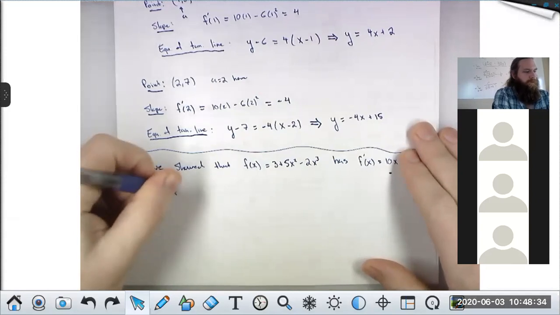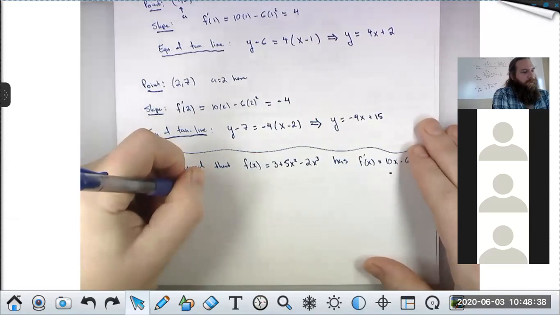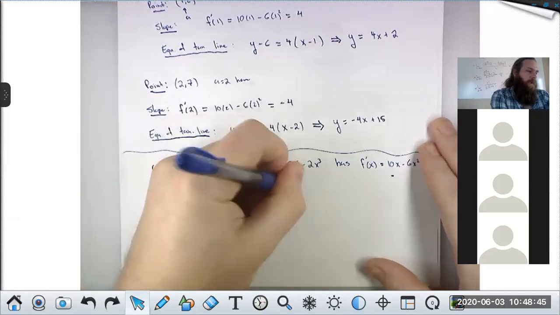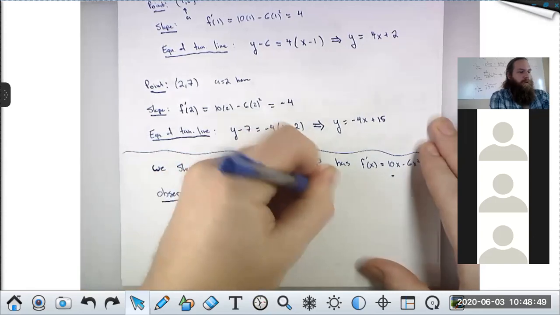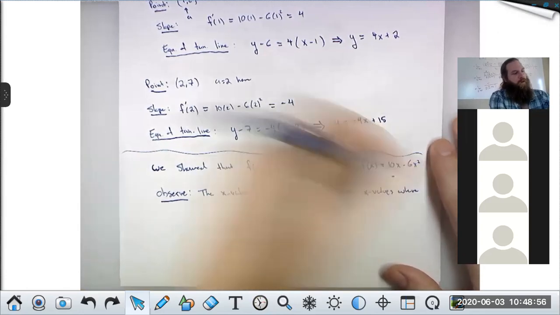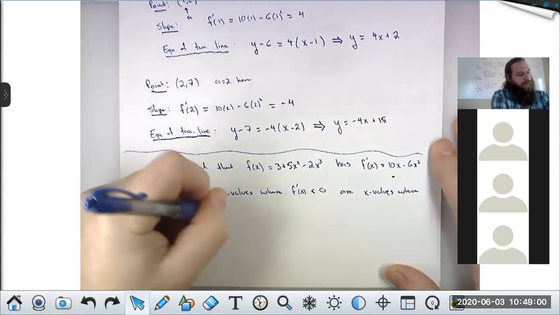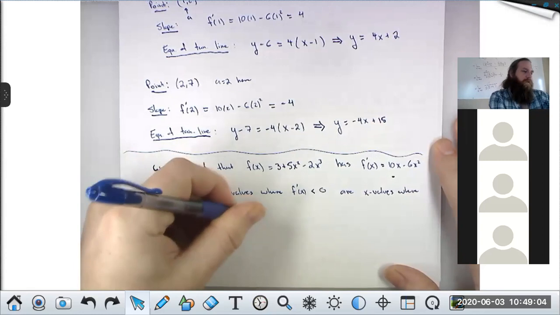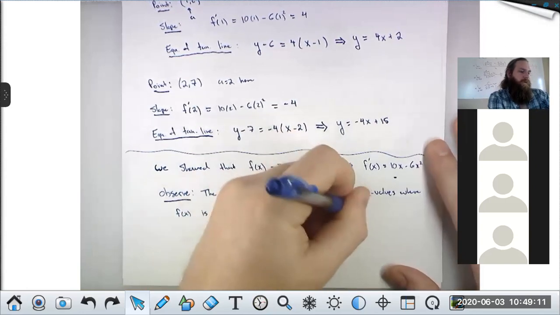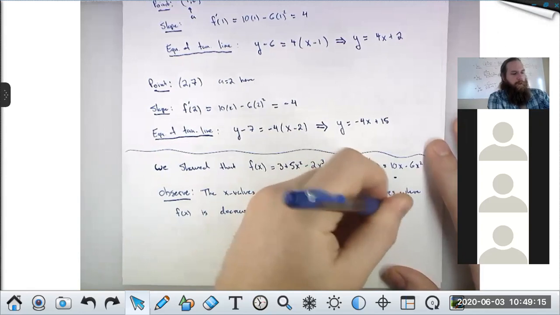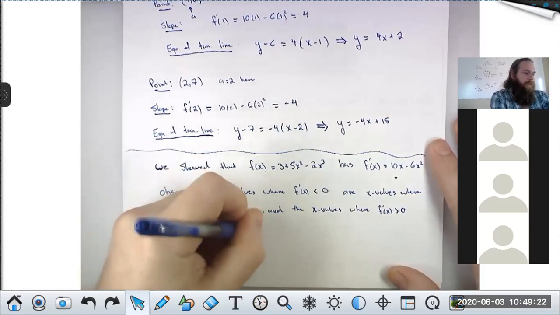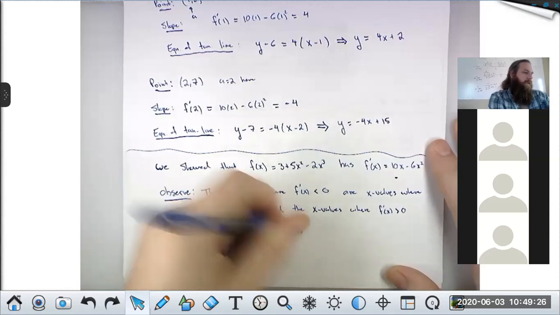Observe the x values where f prime of x is less than 0 are x values where f of x is decreasing, and the x values where f prime of x are positive are x values where the original f of x is increasing.